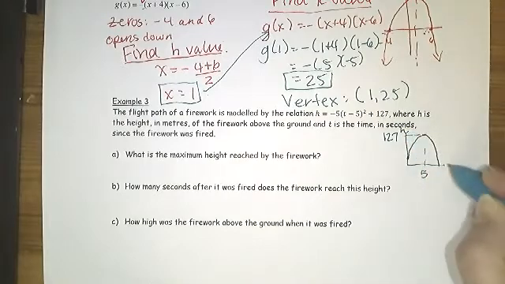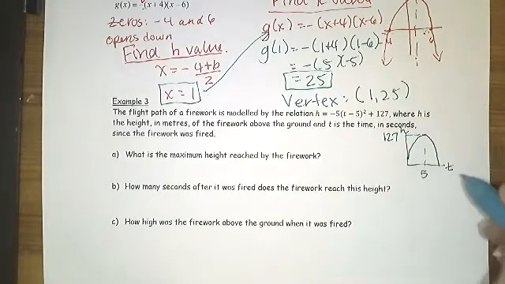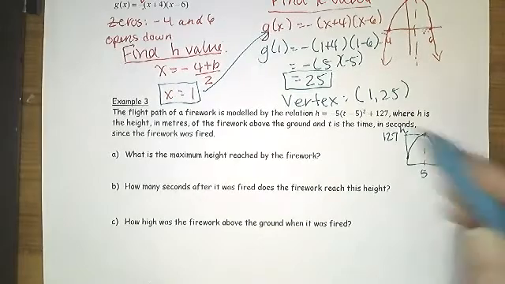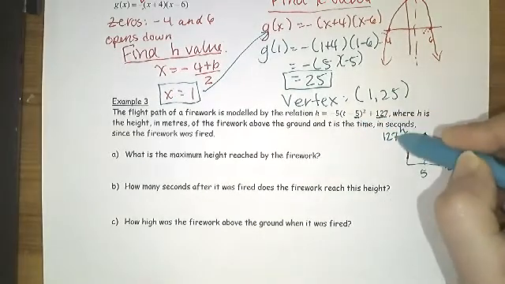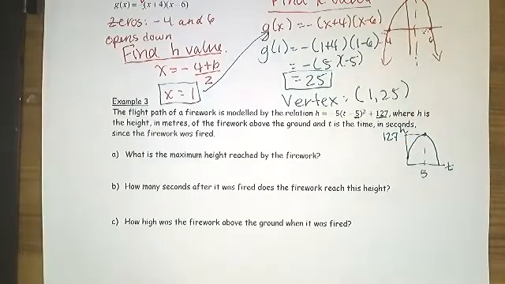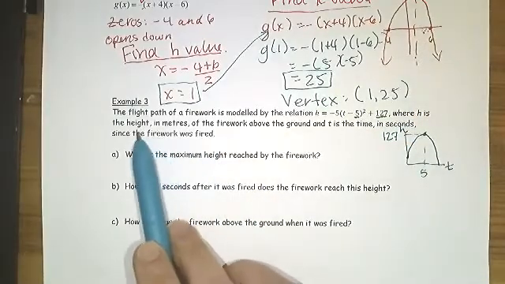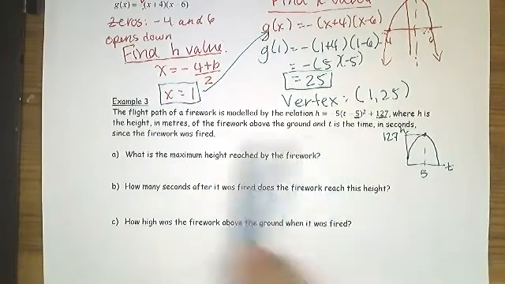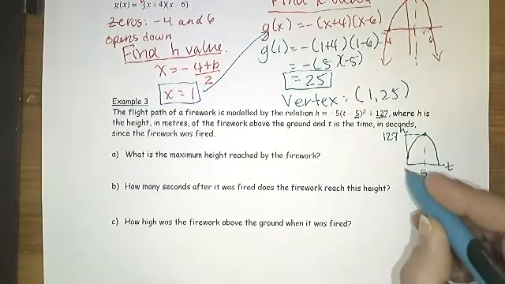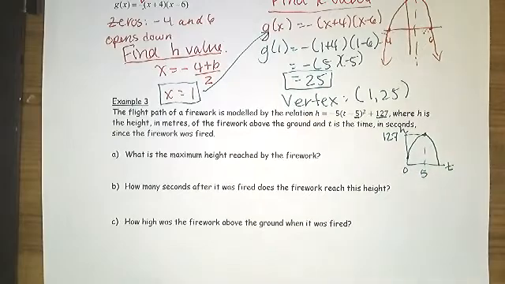This would be our height, this would be our time, just to have a little visual of what is going on here. So this is the vertex and it's given right here with our height of 127 and the time would be at 5. Where h is the height in meters the fireworks are above the ground, and t is the time in seconds since the firework was fired. So we know this would represent our time 0 here.